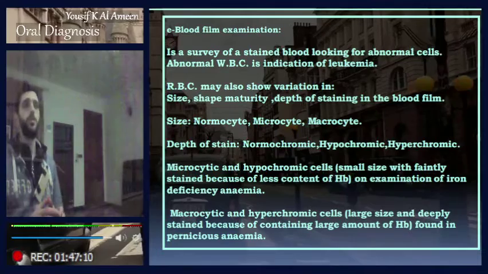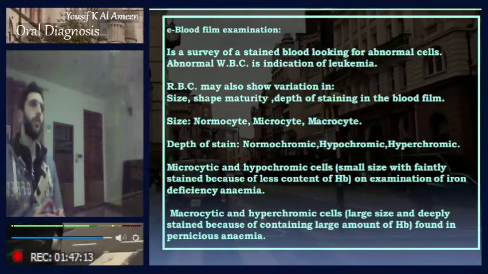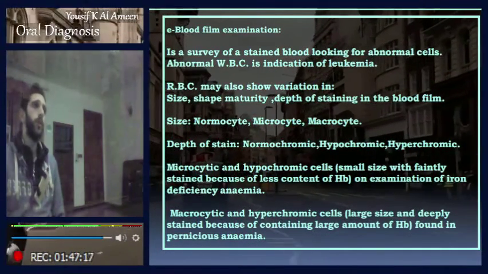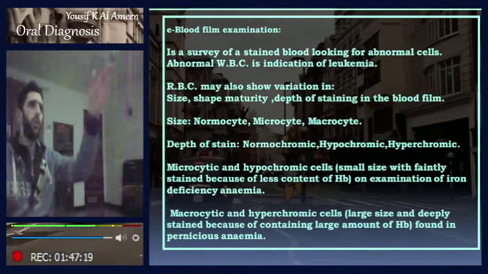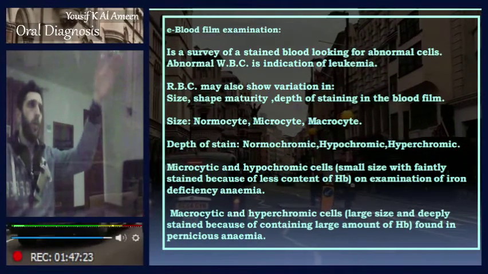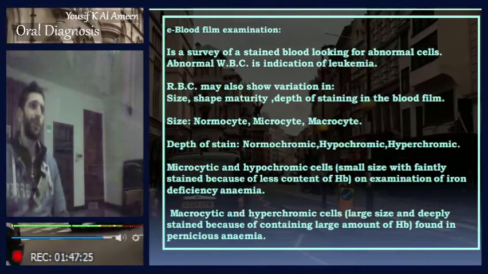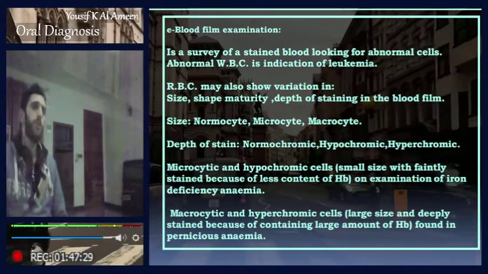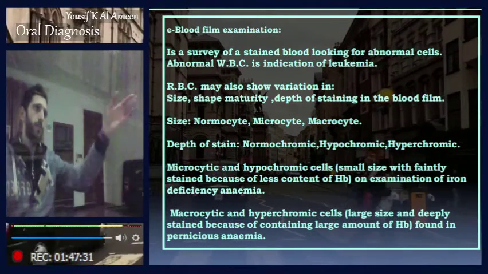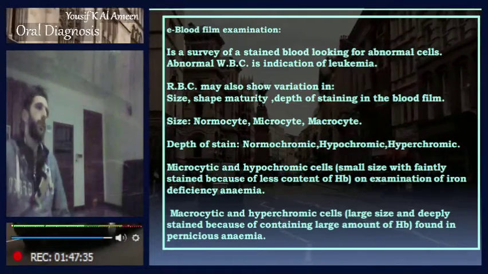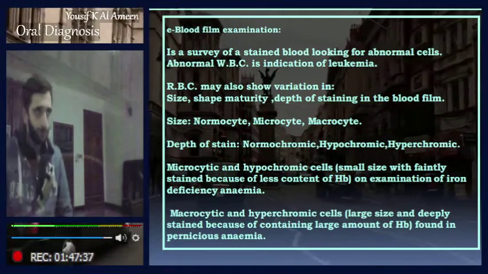Blood film examination is a survey of a stained blood looking for abnormal cells, like abnormal white blood cells, which is an indication of leukemia. RBCs may also show variation in size, shape, maturity, depth, and staining in the blood film.